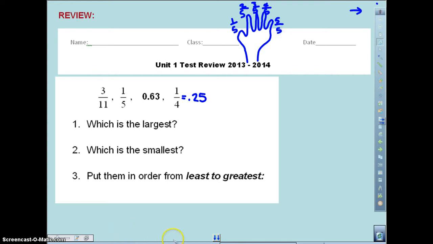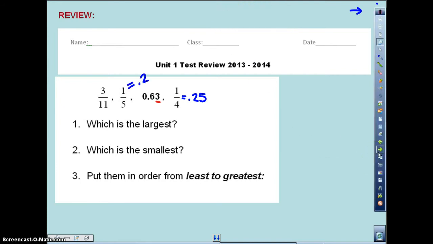Okay? In decimal form, this is 0.2, 0.4. This one's going to be what? 0.6, 0.8, 1 whole. So 1/5 is the same as what? Yeah, it's the same as 0.2. Now, since the 0.63 is out to the hundredths place, put that one to the hundredths place. Throw in an extra 0.